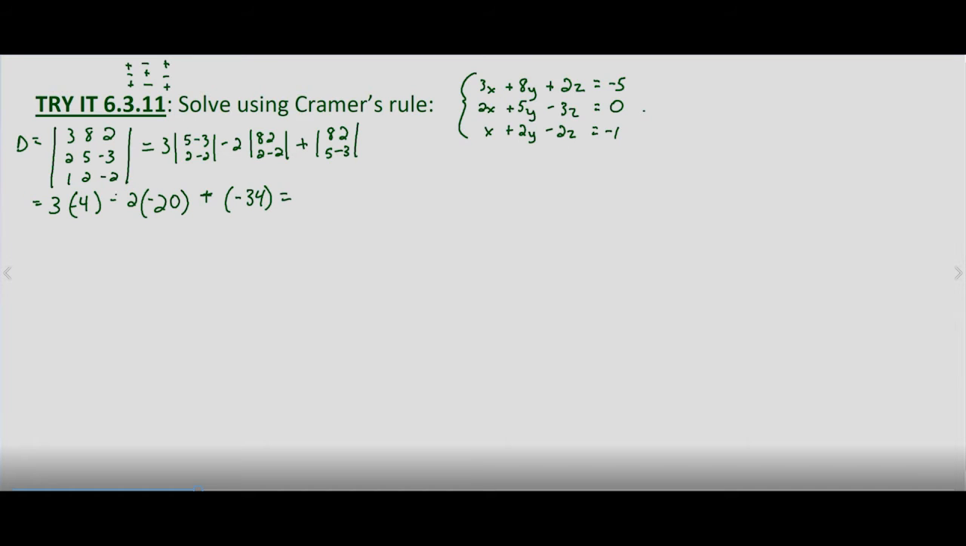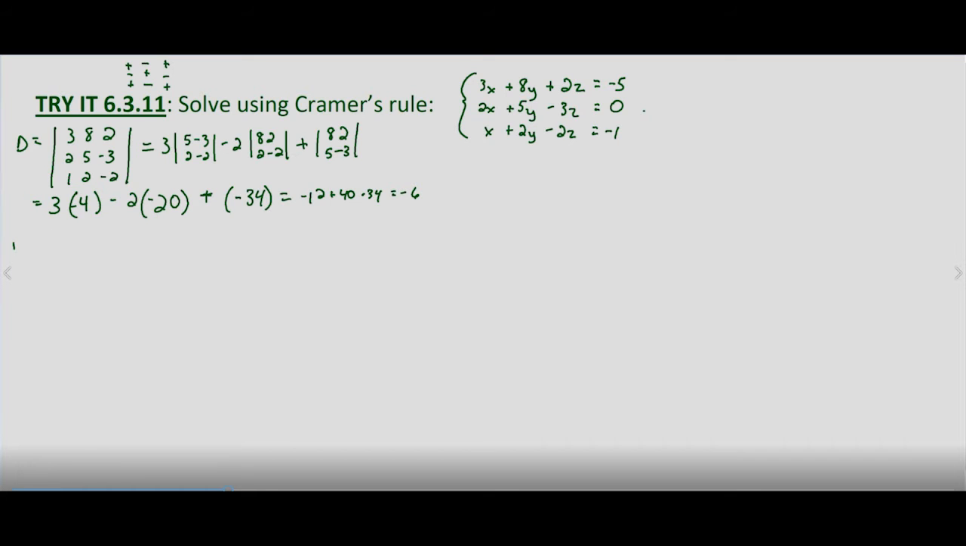And that's going to equal negative 12 plus 40 minus 34. And that's going to equal negative 6. Negative 12 plus 40 is 28. Minus 34 is negative 6.